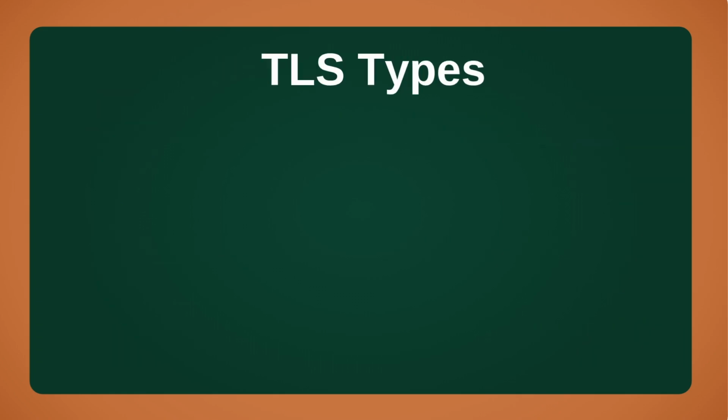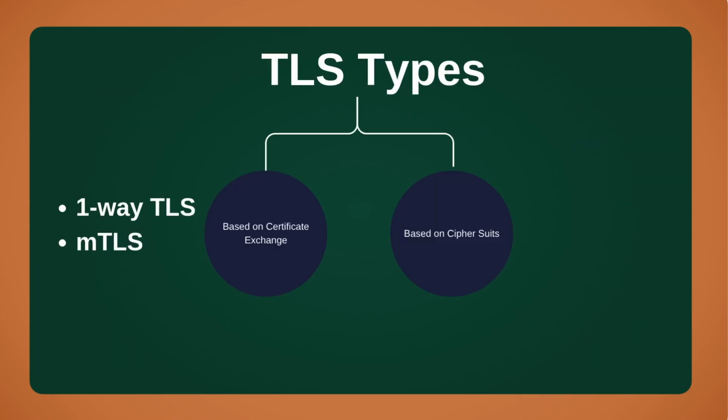Types of TLS. 1. One-way TLS, server authentication. This is the most common form of TLS used in HTTPS. The client verifies the server's certificate, ensuring it's communicating with the genuine server. The server does not verify the client's identity. 2. Mutual TLS, two-way authentication. In mutual TLS, mTLS, both the client and server exchange and verify certificates. This two-way validation enhances trust, often used in secure APIs and enterprise environments.